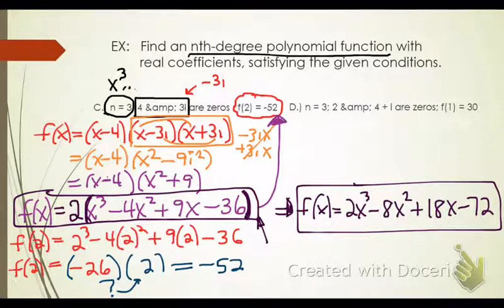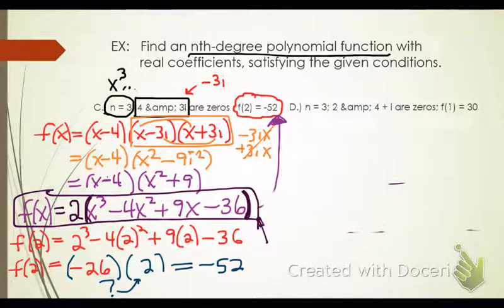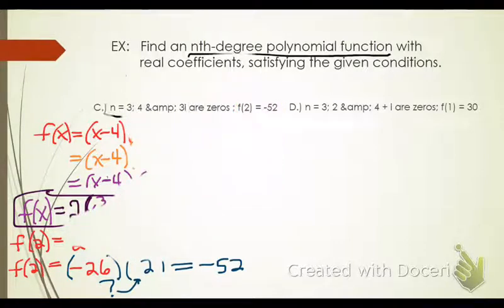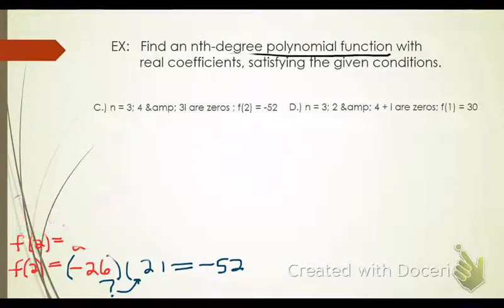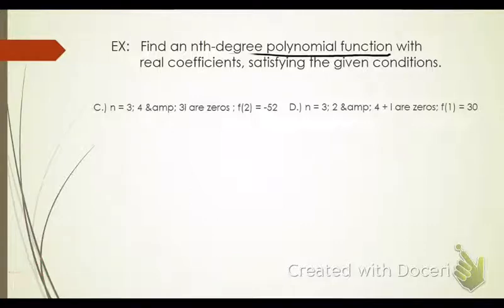Okay, so now let me erase all that so that I can do the next example. Give myself a little bit of space here. On this next example, very similar to the last one, but our zeros change a little bit. We still want to end up with an x cubed function.